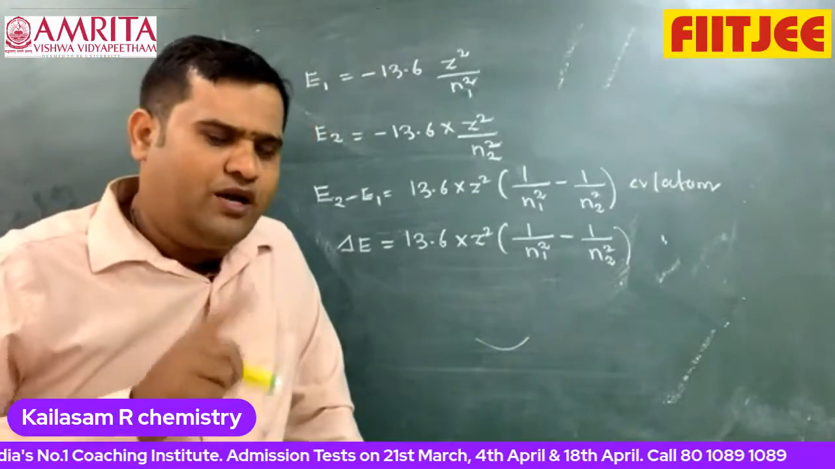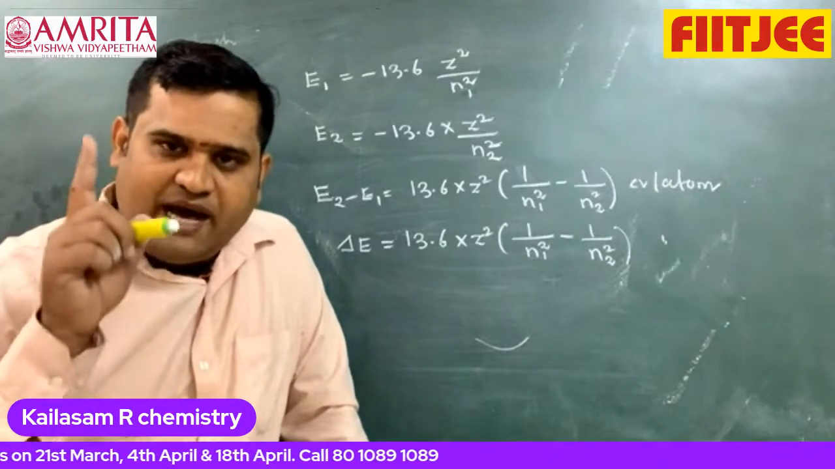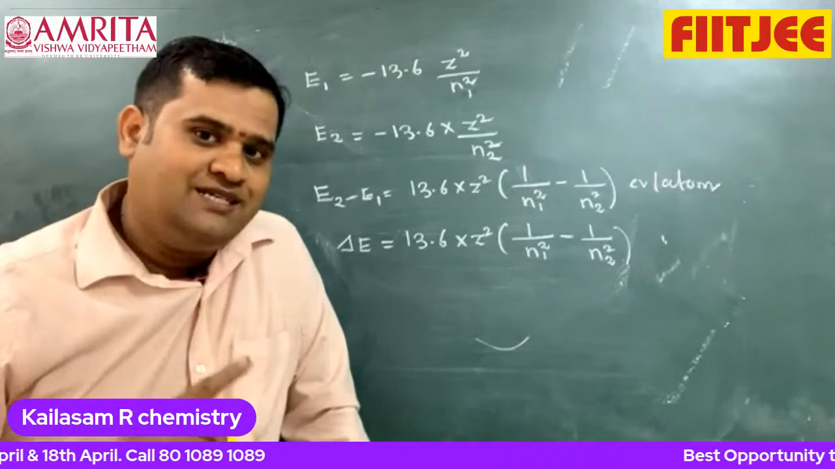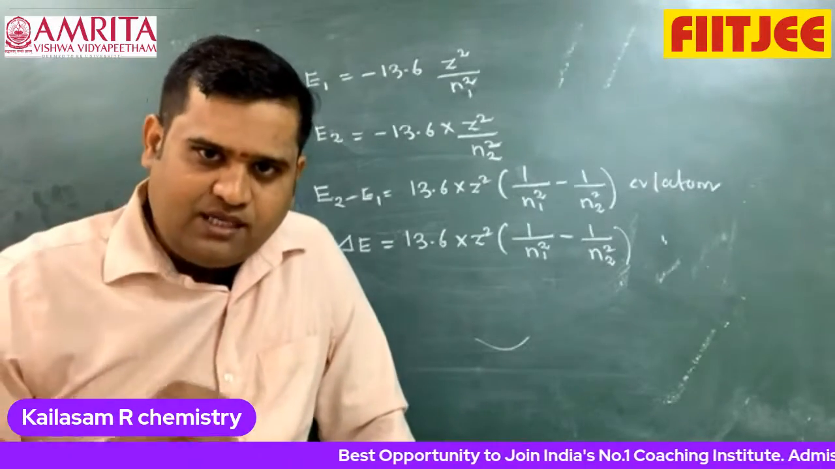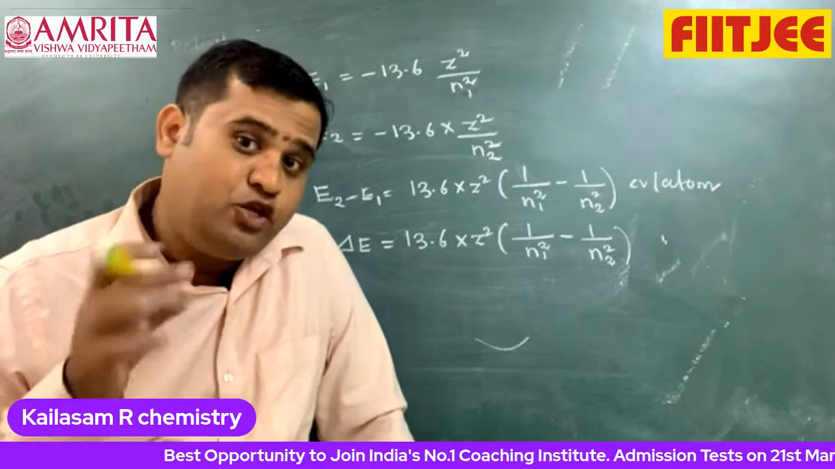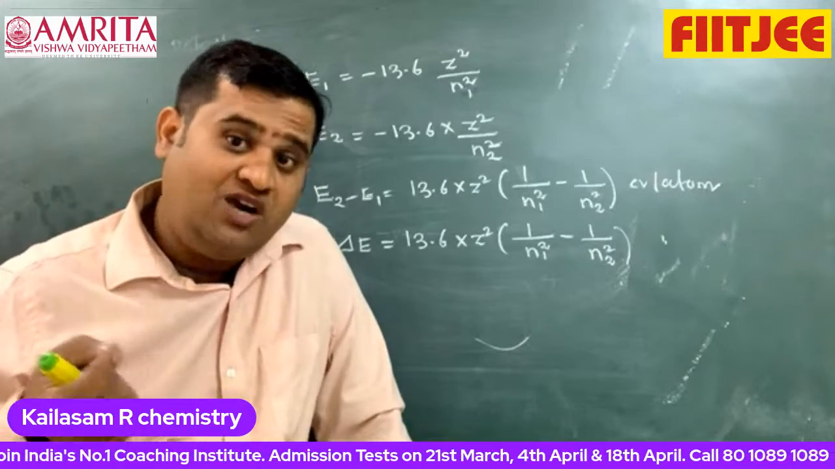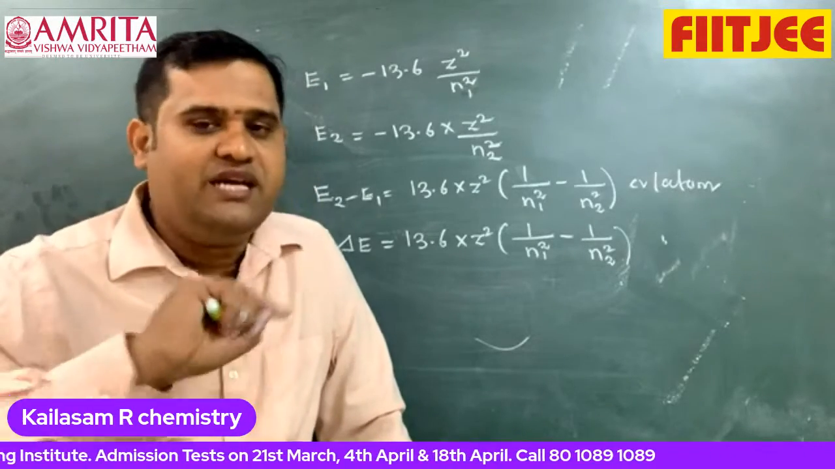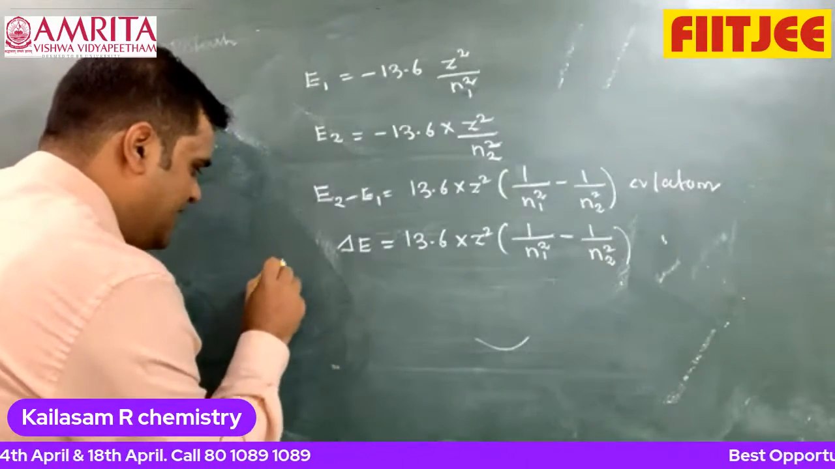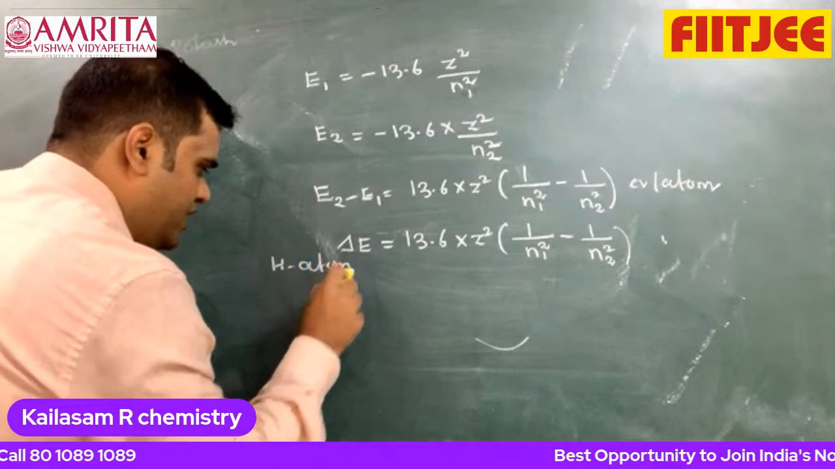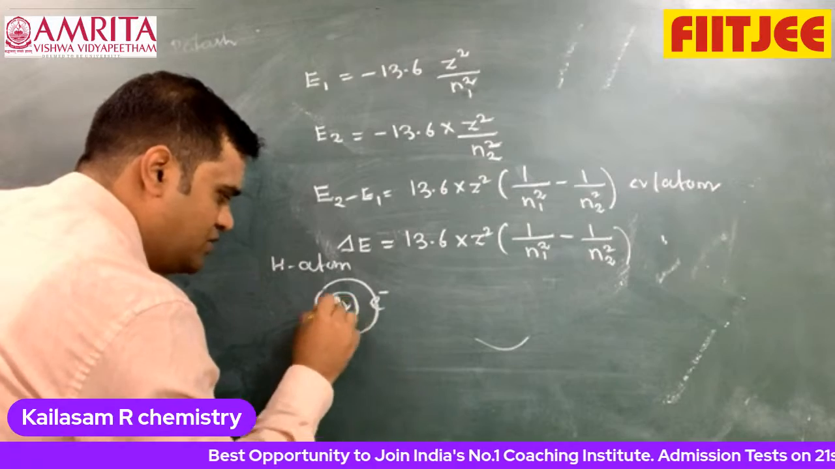Please look here, very important. Using this equation, we can find out the ionization energy of single electron species like the hydrogen atom. What is ionization energy? The amount of energy required to remove an electron from its valence shell in a neutral gaseous atom is called ionization energy. Now this is the hydrogen atom. We know the hydrogen atom has only one electron, and this is the positive charge nucleus.